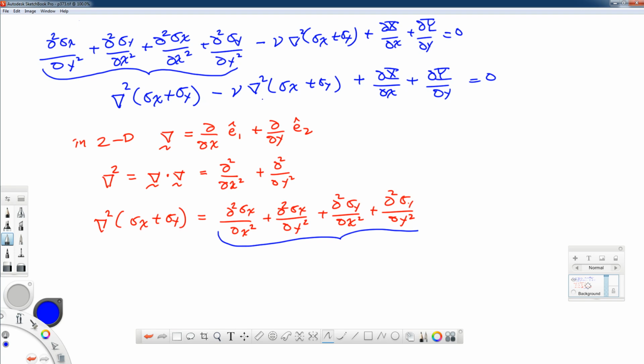Now we do have a little bit more manipulations we can do with this expression. We have a 1 minus nu that we can remove from the common terms and have 1 minus nu times del squared of sigma x plus sigma y plus these body force terms that we have here.